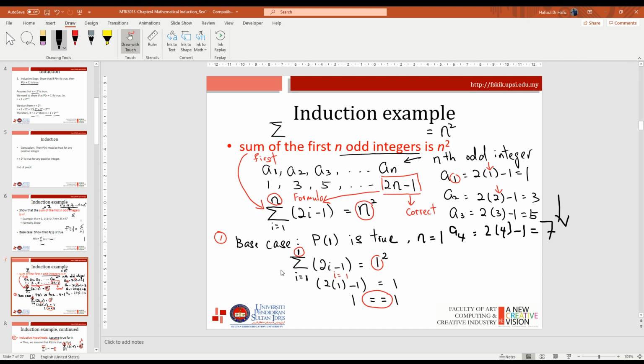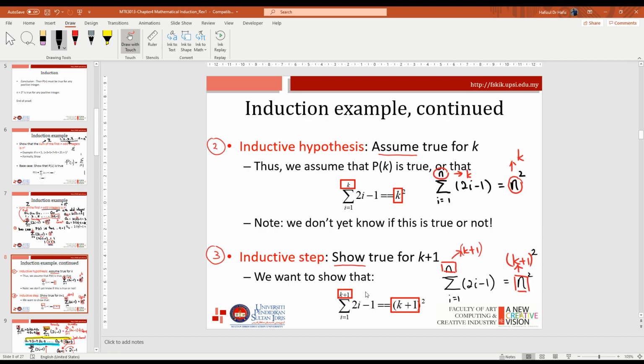Okay, this one is for the base case. Base case, P(1) is true, so n is equivalent to 1. So we can prove that the sum of the first odd integer is equivalent to n^2, 1^2. Okay, this one is equal. And then for the induction hypothesis, assume that it is true for k.